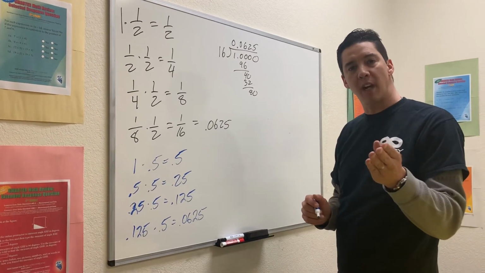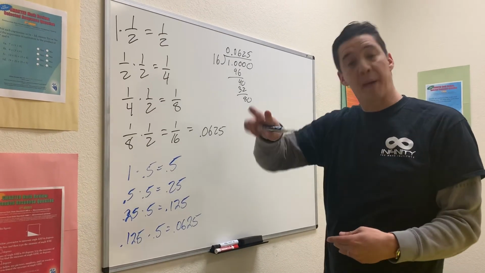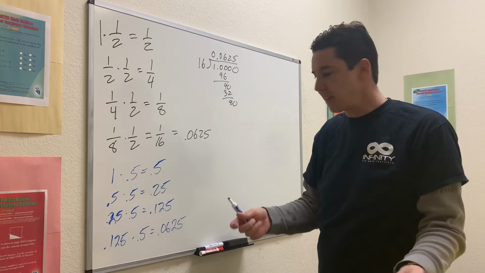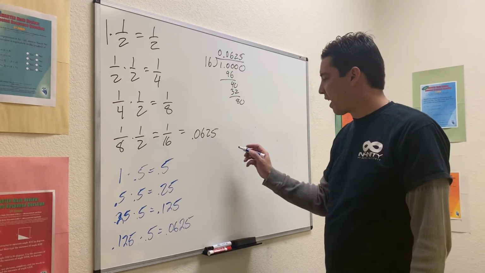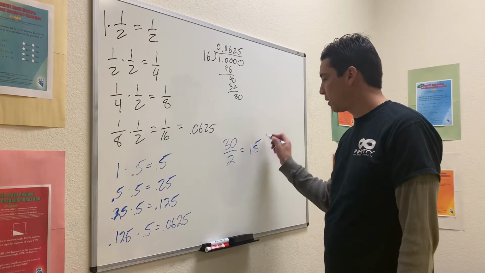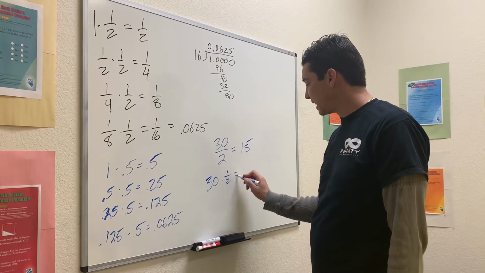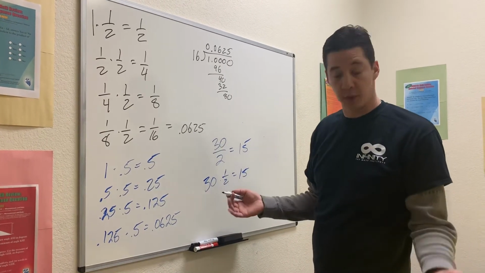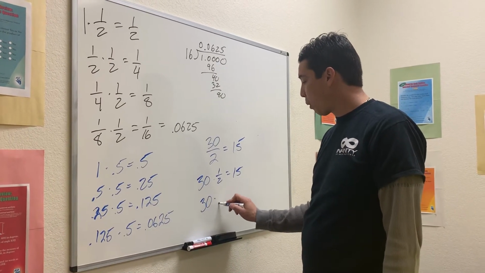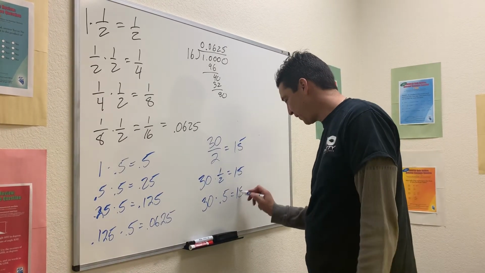So what you should realize is anytime you divide by 2, it's the same as multiplying by the reciprocal 1/2. 1/2 as a decimal is 0.5. So, for example, if you wanted to find half of 30, you could do 30 divided by 2 is 15. Or you could do 30 times 1/2 is 15, or 30 over 2 is 15. And finally, 30 times 0.5 is equal to, you guessed it, 15.